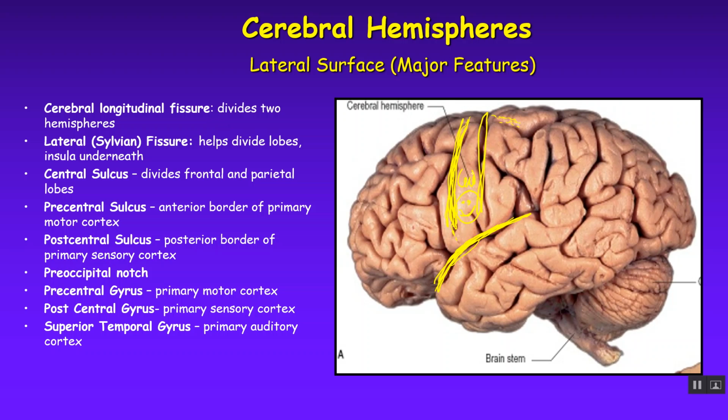Your hand is kind of in here, and your arm is here, and your leg is all the way on the other side of the brain. It's like it drops off on the other side, that medial surface. Okay, so that's the primary motor strip in between that central and precentral sulcus.